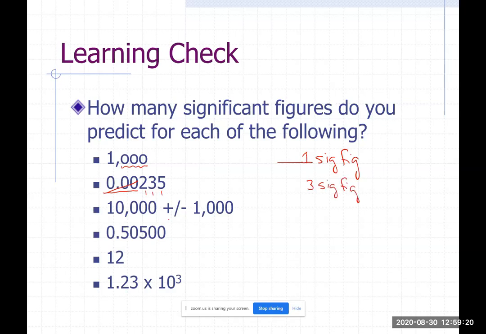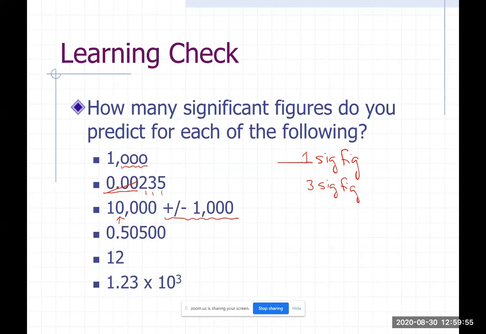10,000. Now here's a case that I was talking to you about where we are told otherwise. So this plus or minus 1,000 means that our precision on this particular significant figure, this value, goes to the thousands place. And the thousands place is here where this 0 is. That means that that 0 is now significant. It has become significant because they told us it is. They said 10,000 plus or minus 1,000.